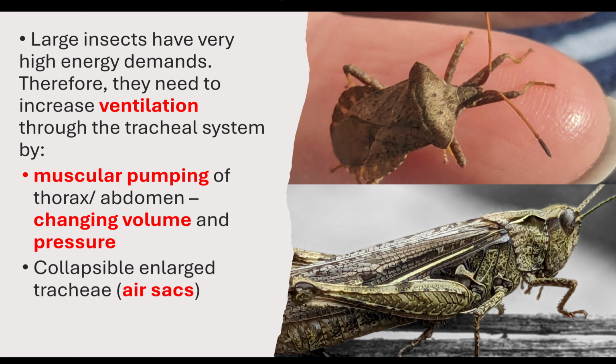Or they might have a collapsible enlarged trachea. So they basically have an air sac, and that air sac keeps a reservoir of air inside it. So when they're flying, if they collapse that air sac, the collapsing will push this reservoir of air through the tracheal system, which will supply the oxygen necessary for respiration to meet that metabolic demand so that they can do that flying. So the tracheal system inside the insects is really specific to maximize that gaseous exchange.